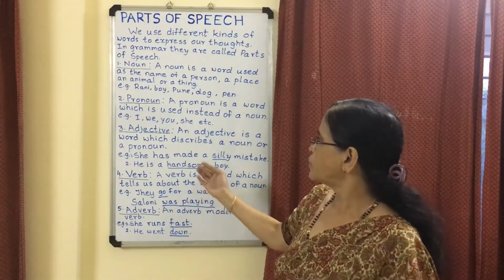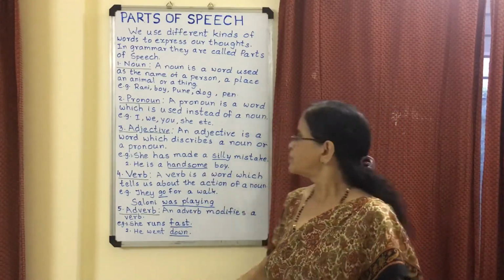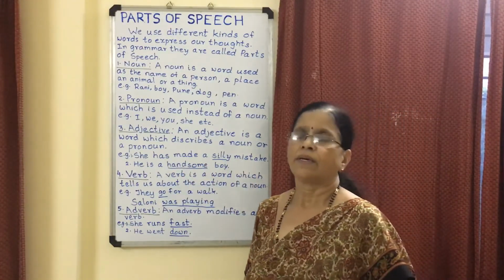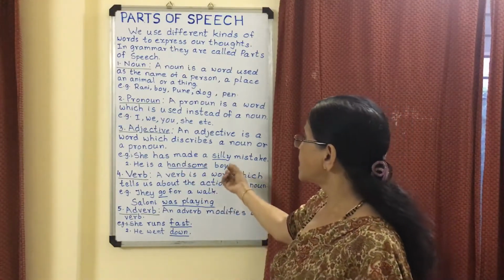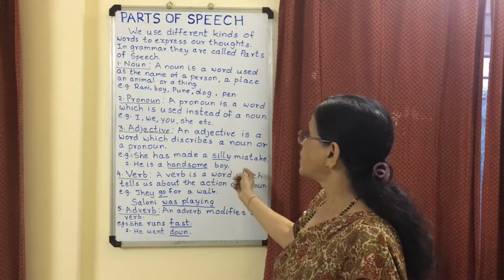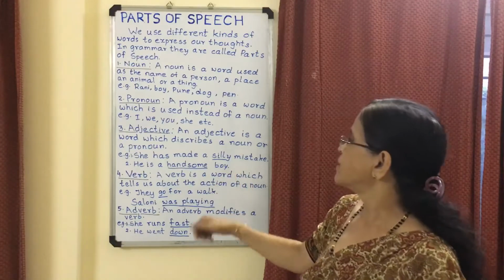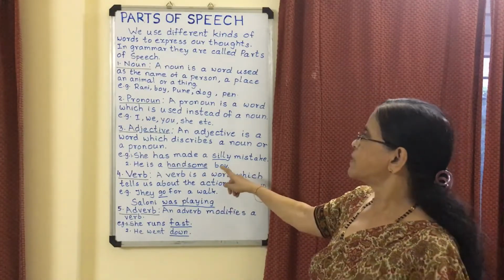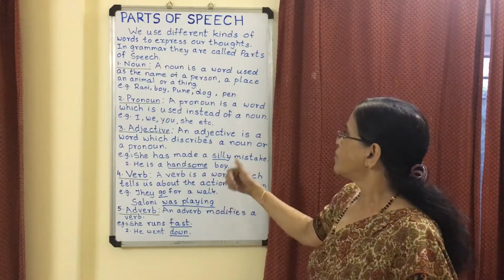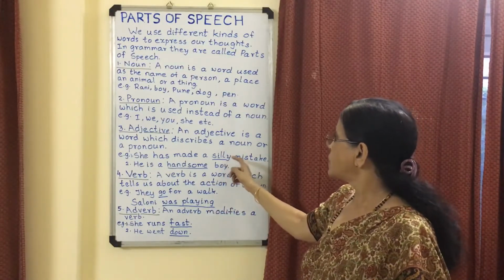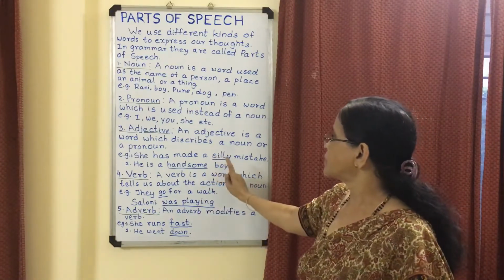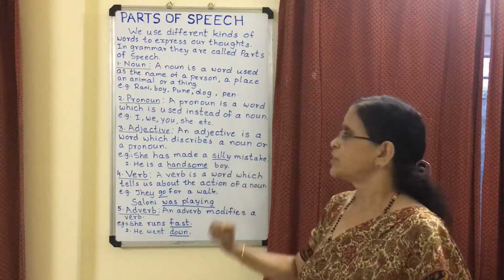Okay, now I gave 2 sentences here. She has made a silly mistake. Here, what is it? Silly mistake. How is the mistake? Silly. So it describes how the mistake is. The word which tells about a noun or pronoun is called an adjective. So silly is an adjective here.